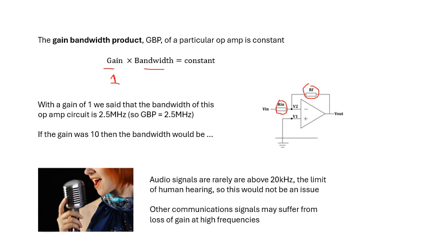Now, this fact that the gain goes down with frequency shouldn't be a problem for audio signals, because audio signals are very rarely above 20 kilohertz, since humans can't hear above 20 kilohertz. That's a much smaller frequency for it to affect the gain. Other communication signals, like very high frequency signals, might suffer a bit from loss of gain.